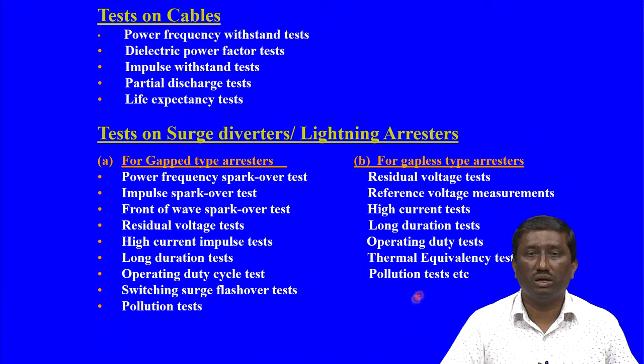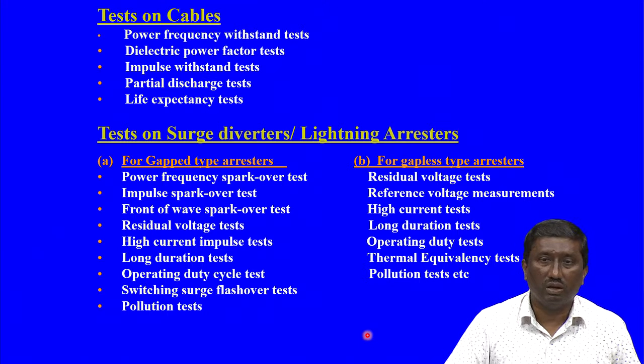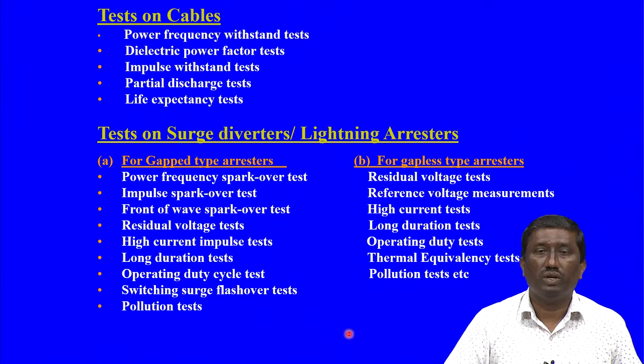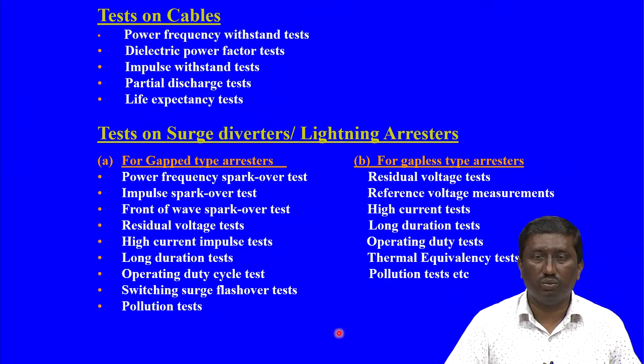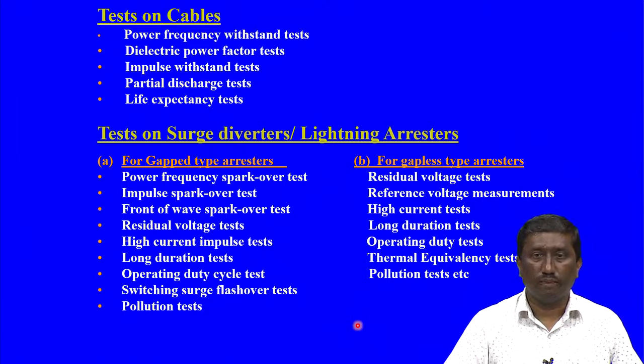Pollution tests are similar to the method followed for the insulator strings: the contamination of the solution, and whether to go for the spray method or the dipping method. IEC 507 very clearly mentions the various pollution techniques to be adopted in the laboratory for testing insulator strings and surge arrestors.